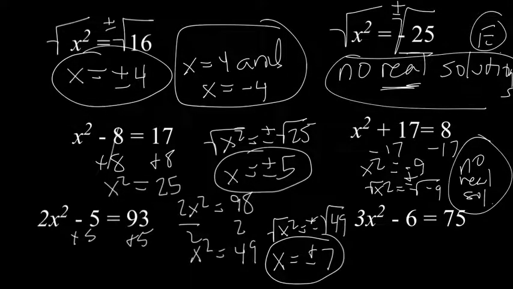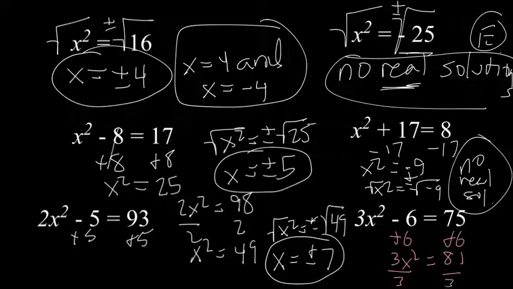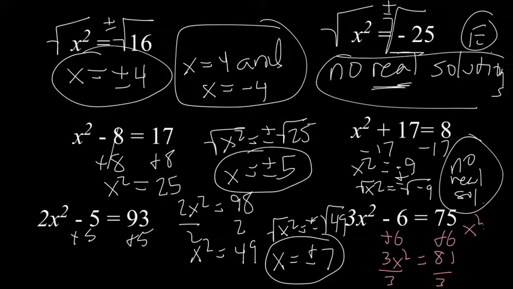Looking at the last one here, I'm just going to change colors. We add 6 to both sides. We're going to get 3x squared is equal to 81. Divide both sides by 3. I get x squared is equal to, running out of space here. Let's see what I can do.